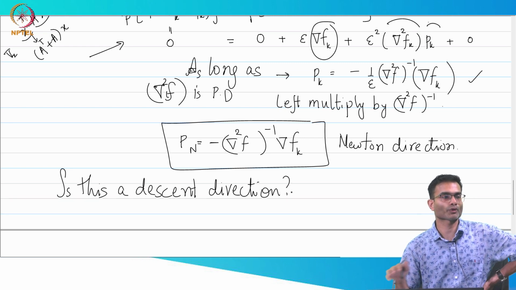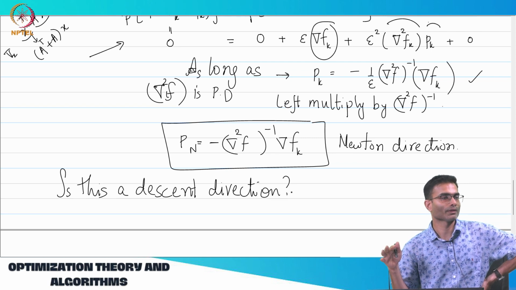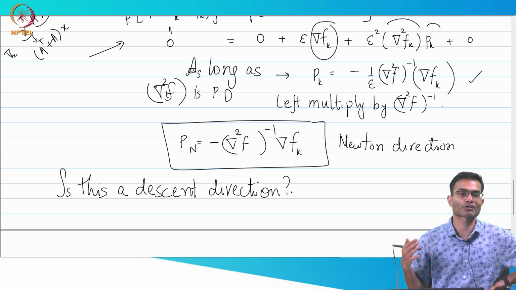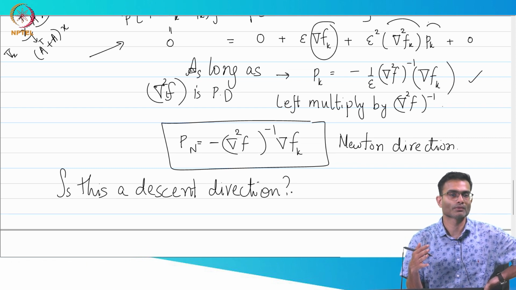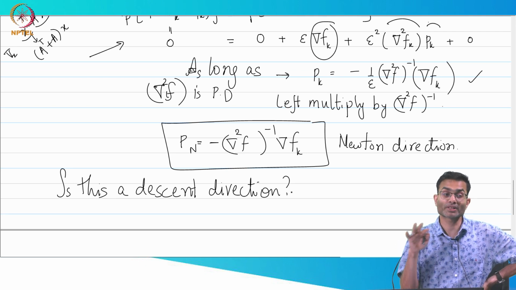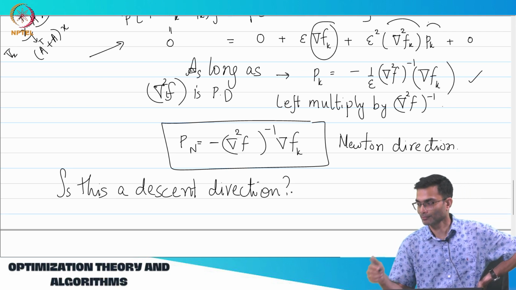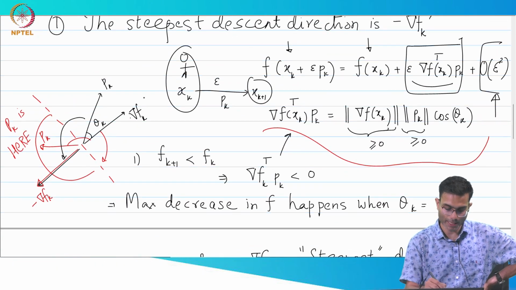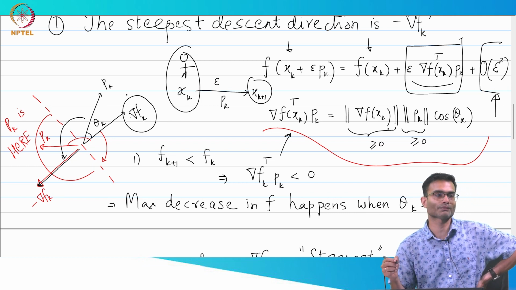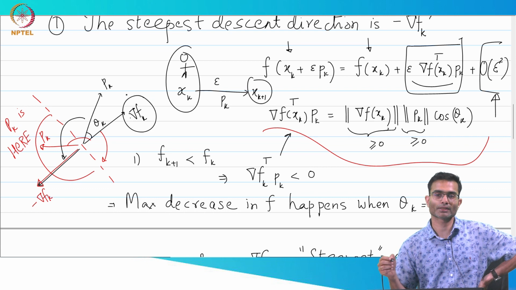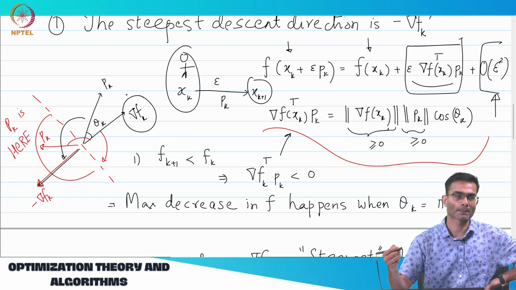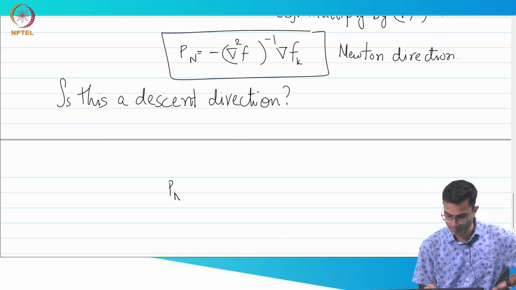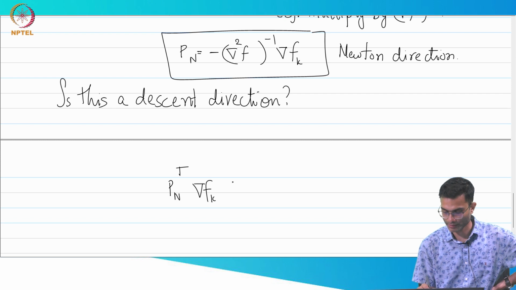And we don't have to remember any formula now. What do I have to say? If I take the inner product with grad f, what should the result be? With the gradient. Okay, let's go back to our diagram over here. What should be the angle with grad f? Greater than 90. That means the inner product should be less than 0. That's what I want, right? So Pn transpose grad fk should be less than 0.